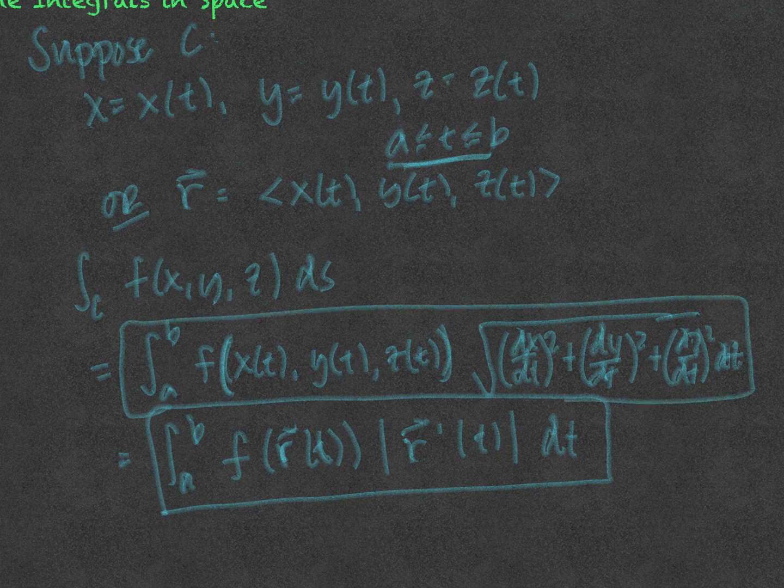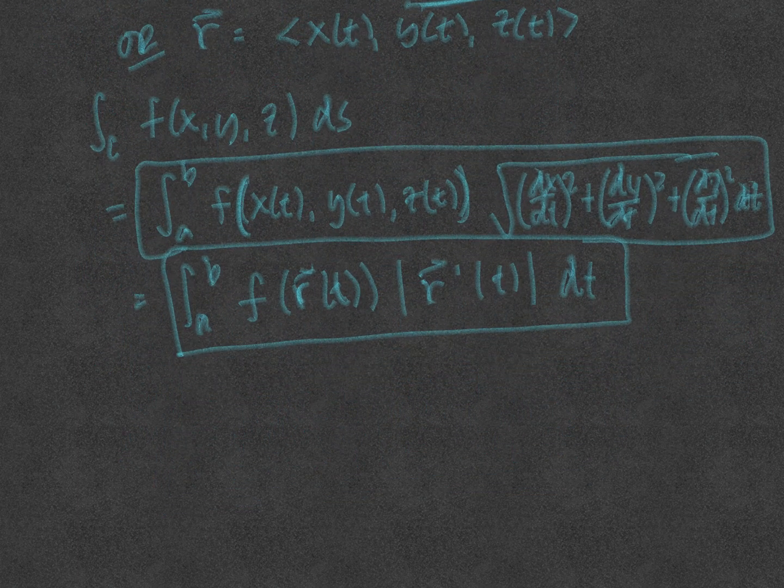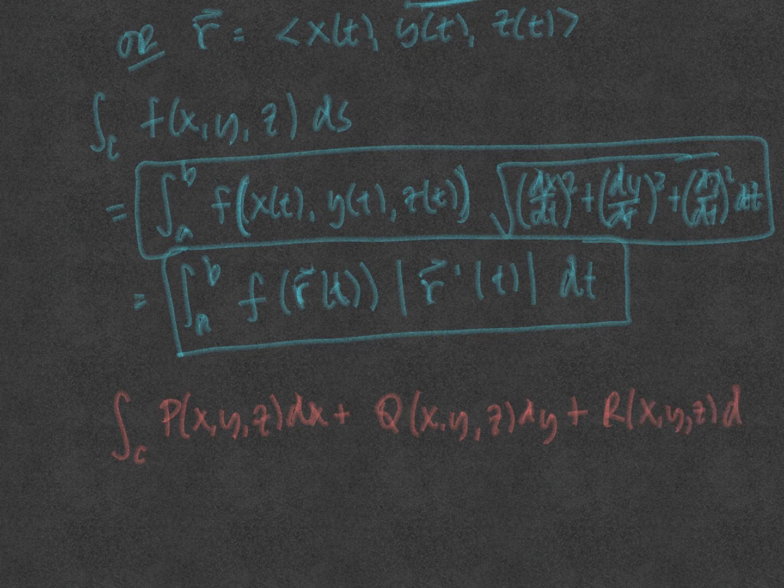And just like we did before, sometimes we have more than one variable. So we could say that the integral over c could be written as p of x y z dx plus q of x y z dy plus r of x y z dz. So that's where you put more than one variable into an equation. So let's look at one of these.